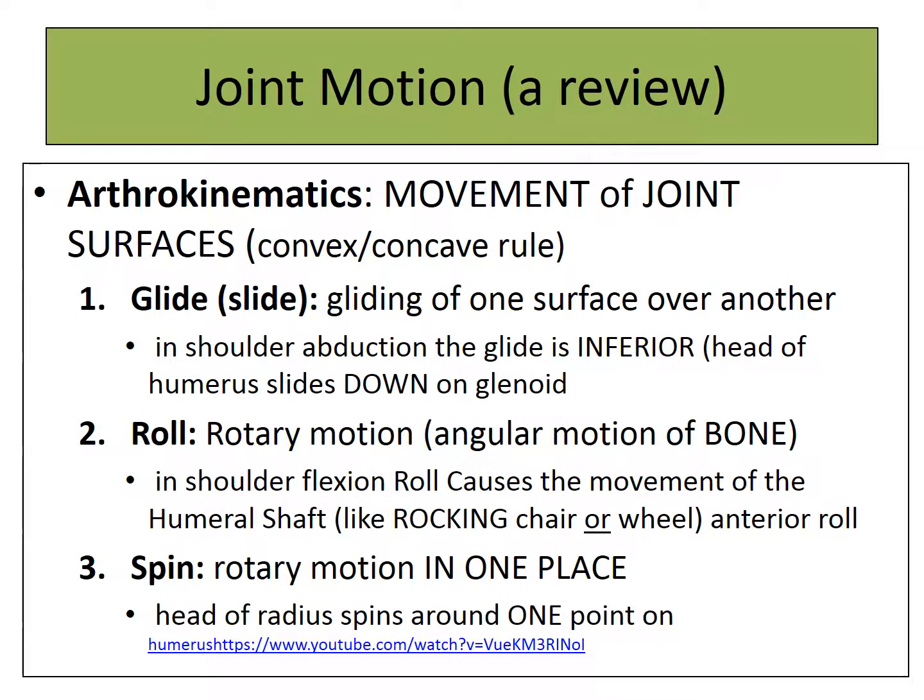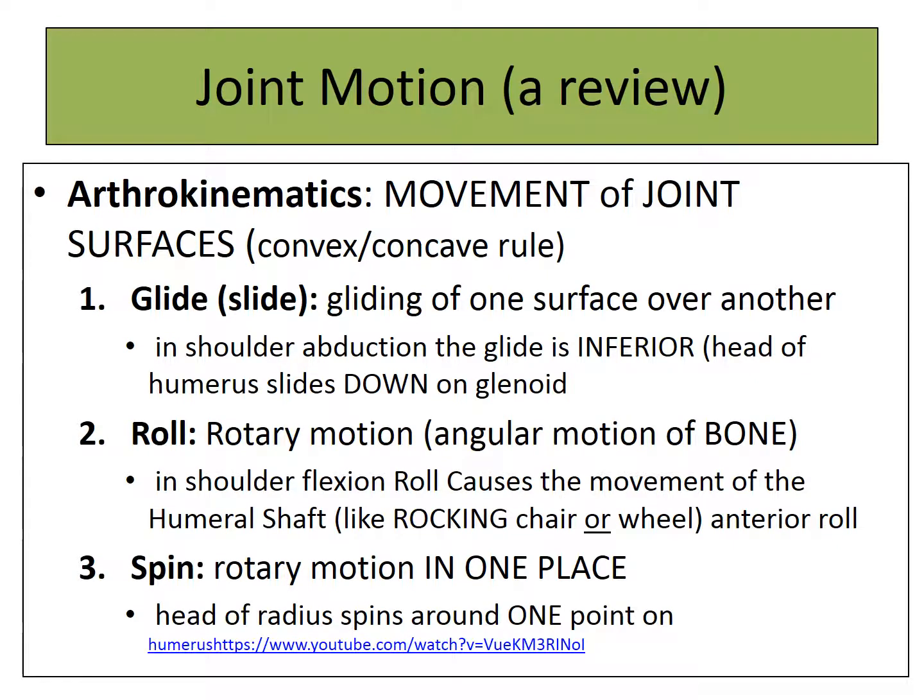This semester, we will also review the arthrokinematics of movement of a joint. This is where we talk about the roll, the glide, or the spin. The glide is exactly what it sounds like, gliding of one surface over another. The roll is rotary in motion, and it's going to move in angular motion with the bone. We'll talk more about this. And then the spin also is rotary motion, and this one really specifically pertains to the head of the radius as it rotates.